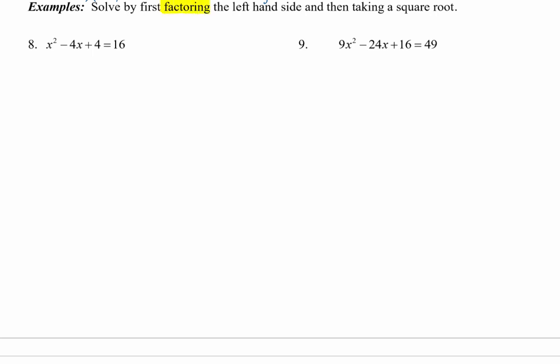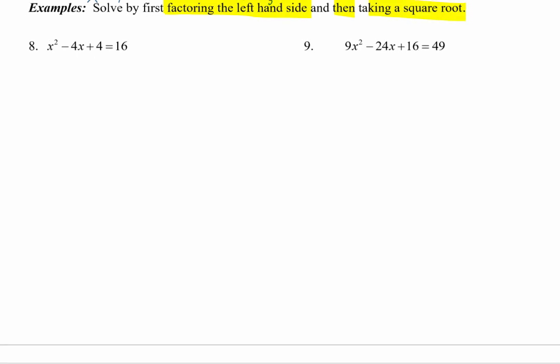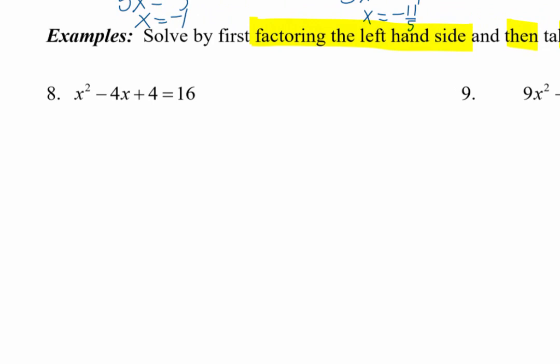Solve by first factoring the left-hand side and then using the square root property. Okay, so x squared minus 4x plus 4. That factors as x minus 2 squared, right? Because we have two numbers that multiply to positive 4 and add up to negative 4: negative 2.